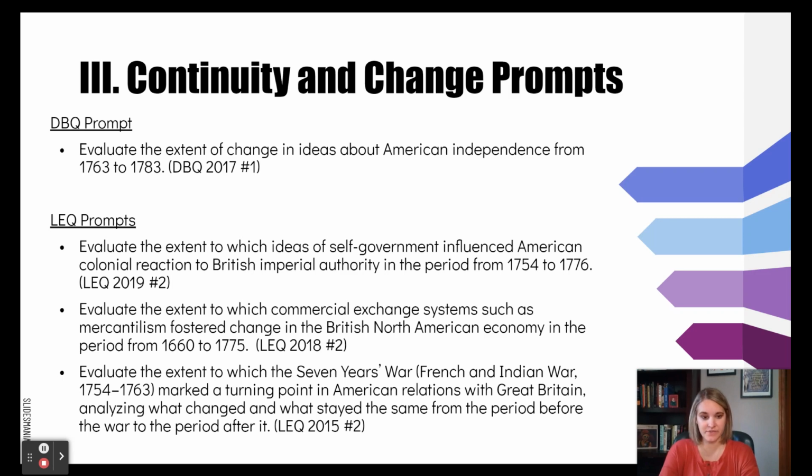And then last, in 2015, this is an older style prompt. We would actually call this more periodization, but I think as you'll read the prompt, you'll see it's very tied to continuity and change as well. Evaluate the extent to which the Seven Years' War, French and Indian War, marked a turning point in American relations with Great Britain, analyzing what changed and what stayed the same. So they use the idea of a turning point in the prompt, and that language has not come back up since this year. However, they are still asking what is changing in the relationship as a result of the French and Indian War, and what is staying the same.